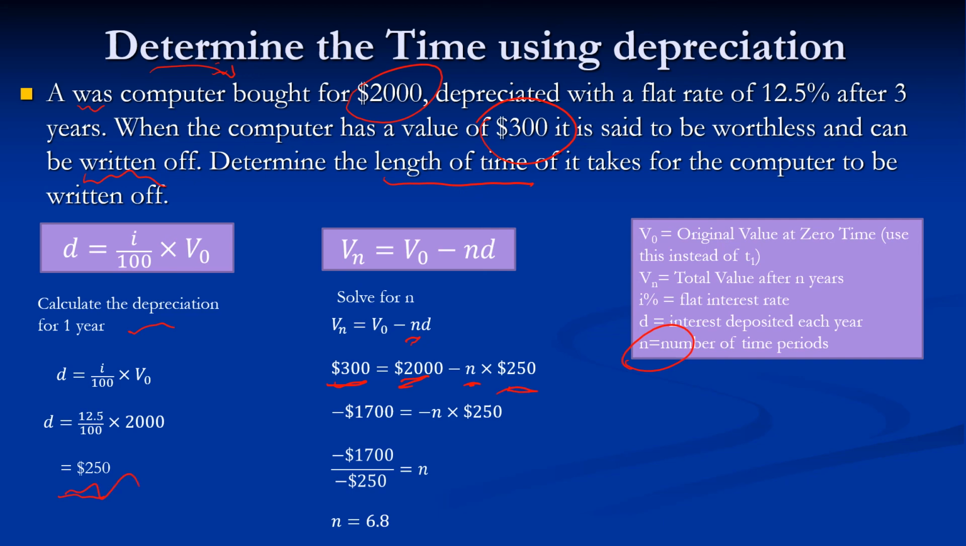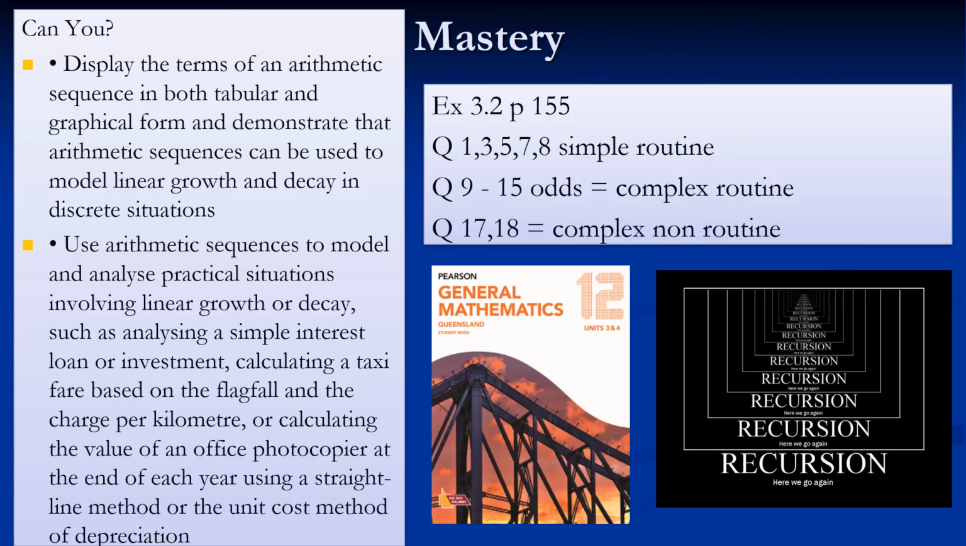Now you can solve this a couple of different ways. Hopefully I don't confuse you with the negatives here. So what I've said is 300 take 2,000 is negative 1,700. And we'll be left with negative 1,700 is like saying negative n times $250. Now I've divided both sides by negative $250. So 1,700 divided by 250 is 6.8. Negative 1,700 divided by negative 250 is 6.8 as well. So n equals 6.8. So the number of time periods is 6.8. So the computer can be written off after 7 years.